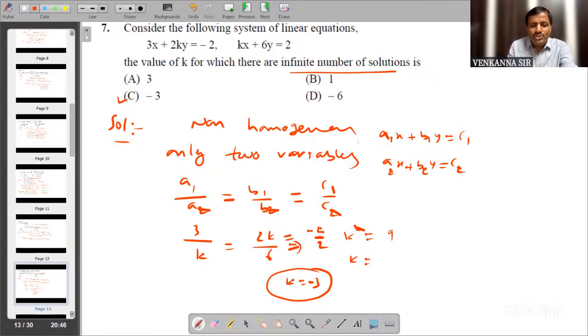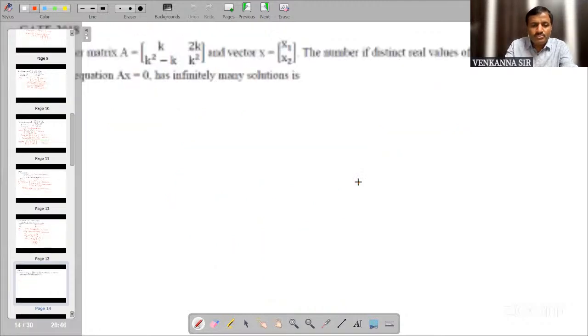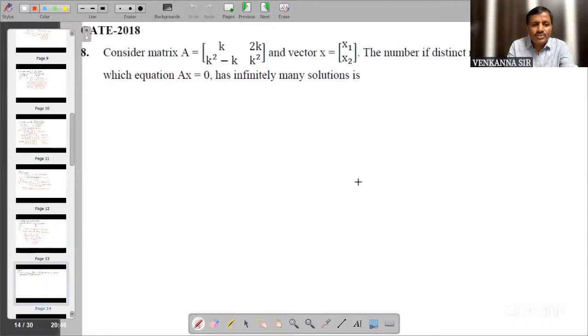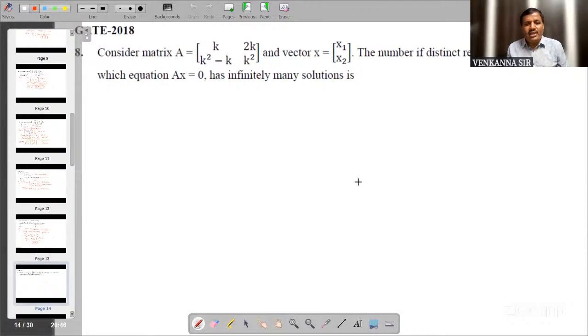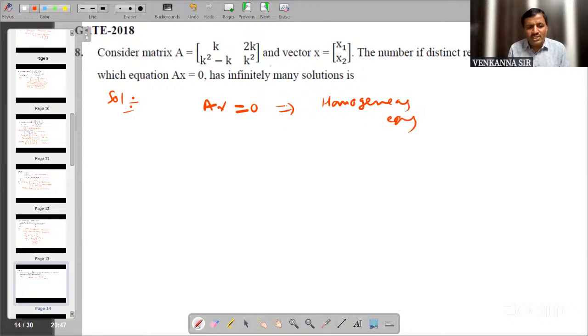Coming to next question. Consider the matrix K, 2K, K square minus K, K square and vector x1, x2. The number of distinct real values of the K for which Ax equal to 0 has infinite number of solutions. So Ax equals 0 means what? What type of equations? They are homogeneous equations. For homogeneous equations, infinite number of solutions, what is the condition required?